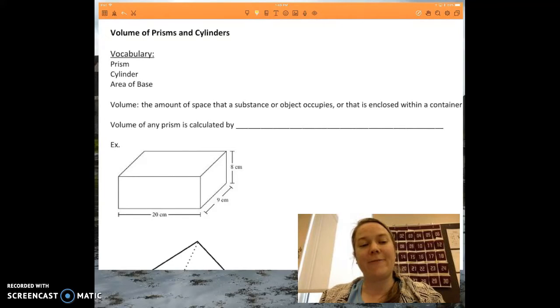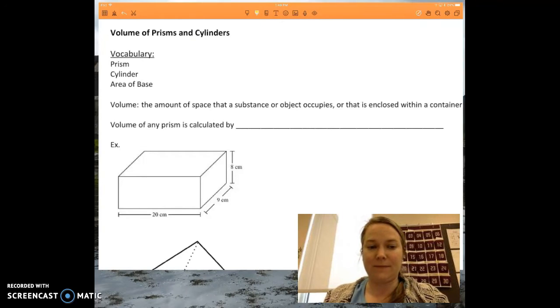So for lesson 5, we're going to talk about the volume of prisms and cylinders. So we're moving into the measurement of three-dimensional shapes. Rather than define prism and cylinder right away, I'll define them as we use them through the lesson.